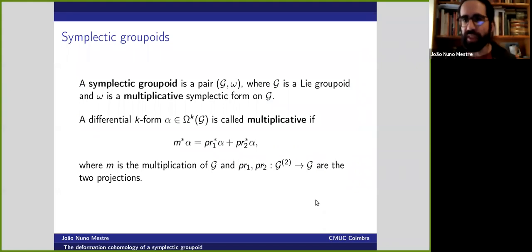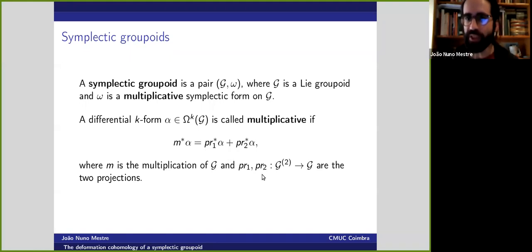But moving on, we want to study deformations of symplectic groupoids. A symplectic groupoid, its definition is simple. It's a Lie groupoid which is equipped with a multiplicative symplectic form. So a symplectic form on G, which is additionally multiplicative. That means that if we pull back the symplectic form by the multiplication from G to the space of composable arrows, it's the same as pulling back by the first projection, pulling back by the second projection, and summing.